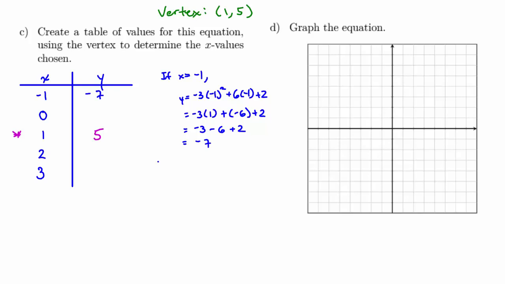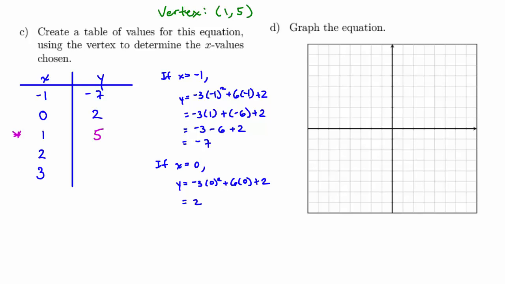We can do something similar if x is 0. So if x is 0, I will replace x with 0 in that equation. So y equals negative 3 times 0 squared plus 6 times 0 plus 2. And that will simplify simply to 2. So when x is 0, y is 2.